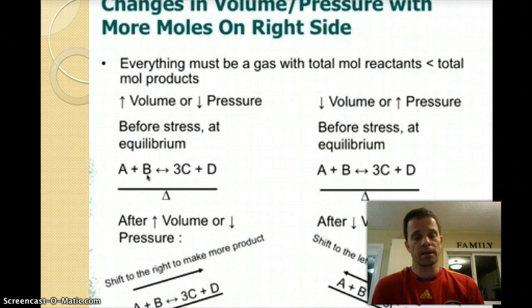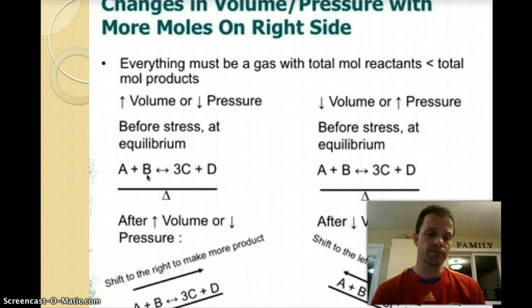And the opposite, if there's more moles on the right-hand side and we increase the volume, that means that we're making the right-hand side lighter, and it goes up, and it will shift to the right to make more product. If we decrease the volume or increase the pressure, they're related, by the way, then the right-hand side becomes heavier and sinks to the ground, and we shift to the left to make more reactant.